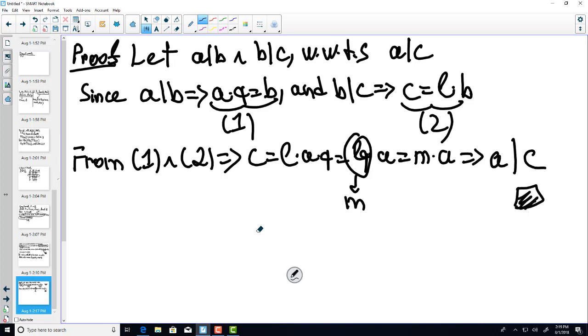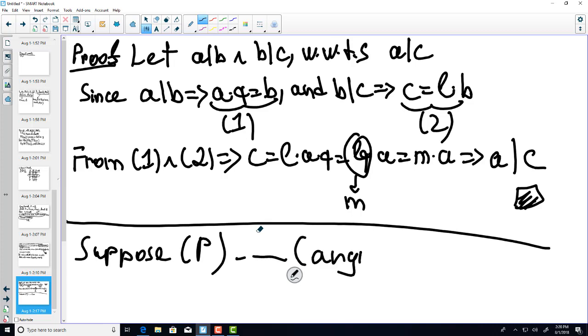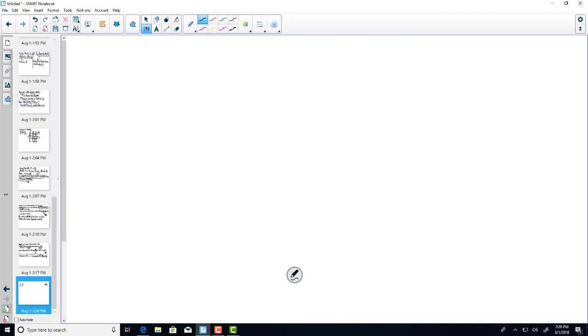You may note already that direct proofs look something like this. We write: suppose statement P, then we do some argument which builds our proof, and then we say, so it follows that Q is true.